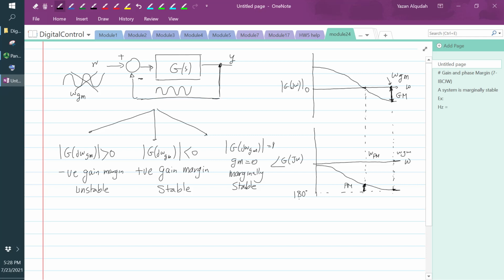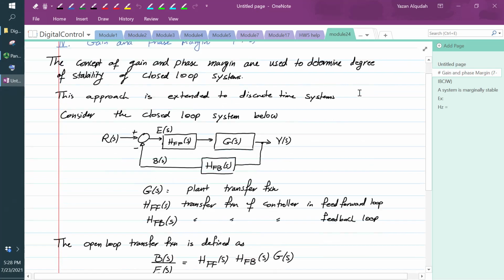I could have a system that has a negative gain margin. If this curve had this shape here, this would be a negative gain margin. So this is a negative gain margin, this is a positive gain margin. Or I could have the system such that it has a 0 gain margin. This will be like this curve that I have in red here. There's a 0 gain margin. And you can see how this gain margin relates to the stability of the system.